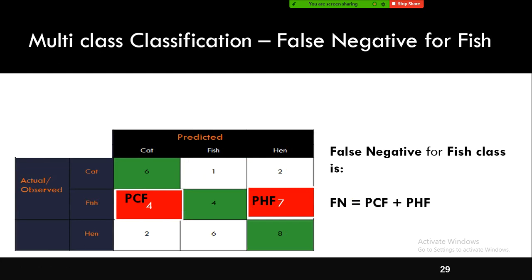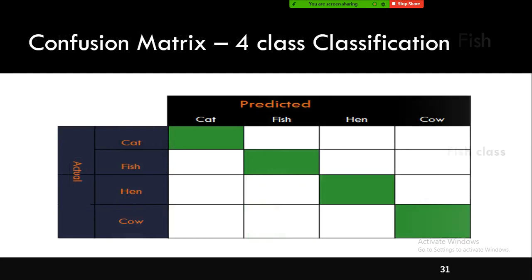What about the true negative? This is my true positive for fish. These two are my false negative. This is my false positive. Just put a plus sign here. The rest of the values other than the plus, the rest of them are my true negative. 6, 2, 2, 8. That's all. It's very easy to interpret, isn't it?